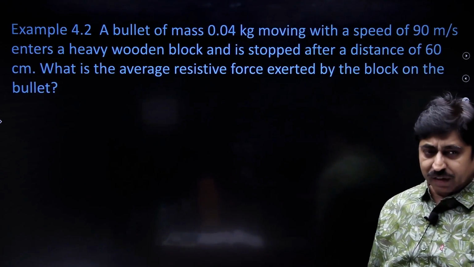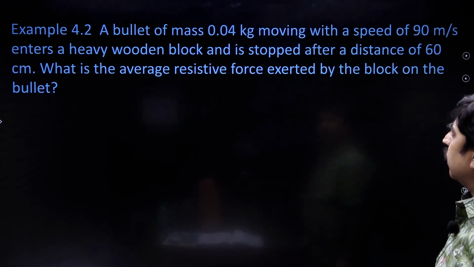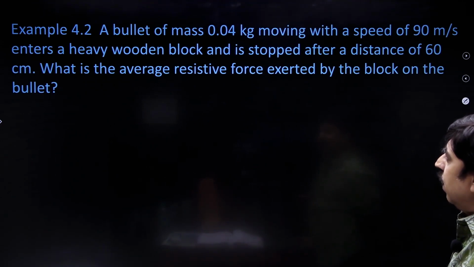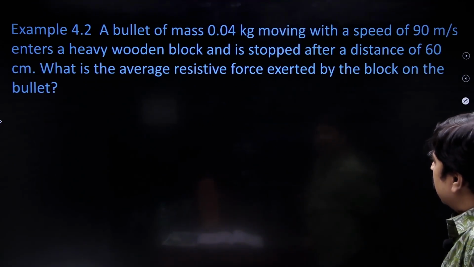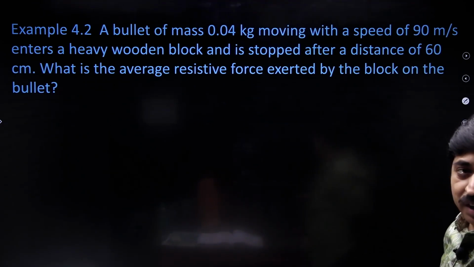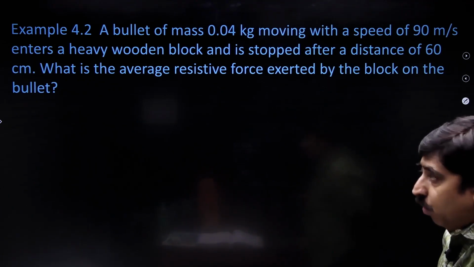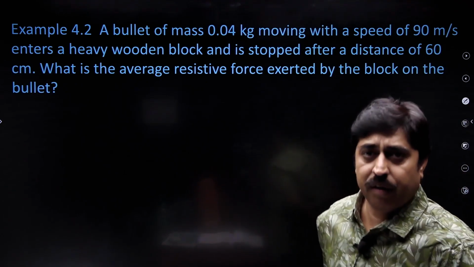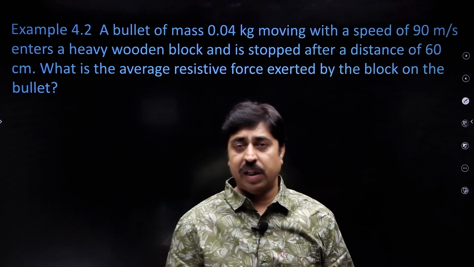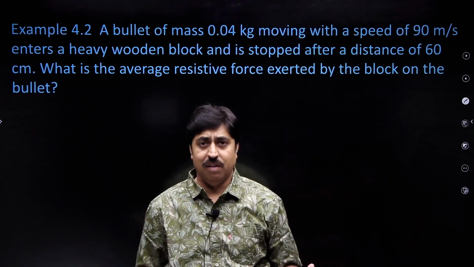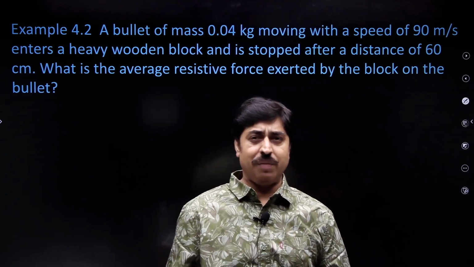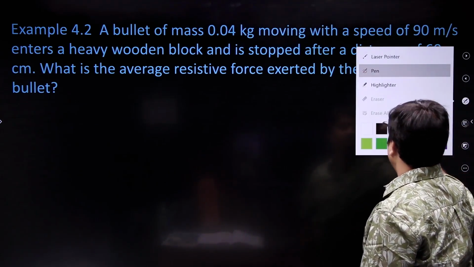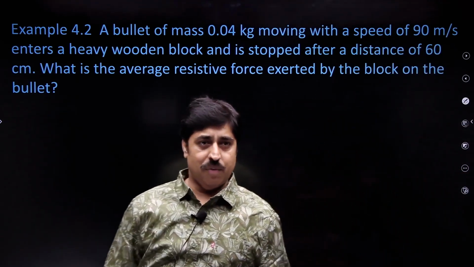There is one example that is given in your book. A bullet of mass 0.04 kg moving with a speed of 90 meter per second enters a heavy wooden block and is stopped after a distance of 60 centimeter. What is the average resistive force exerted by the block on the bullet? I think all of you can give it a try. If you want to give it a try, pause the video, think about the question, try to solve it on your own. This is what the question is telling you.